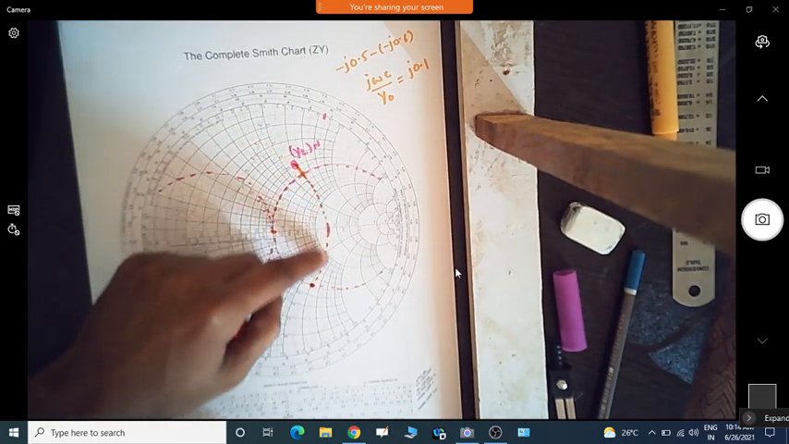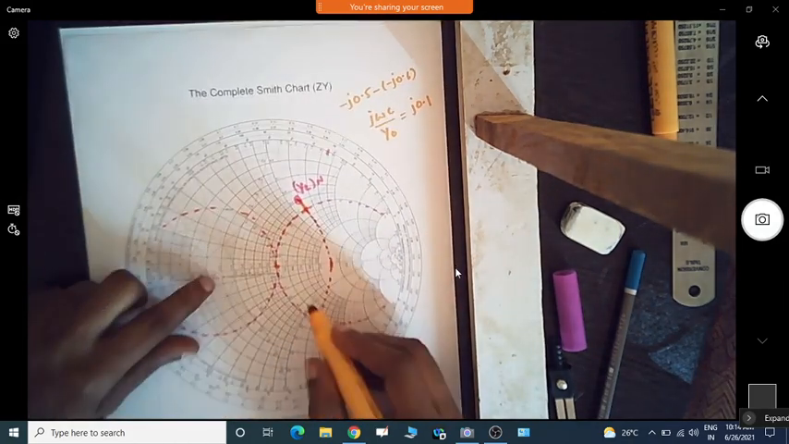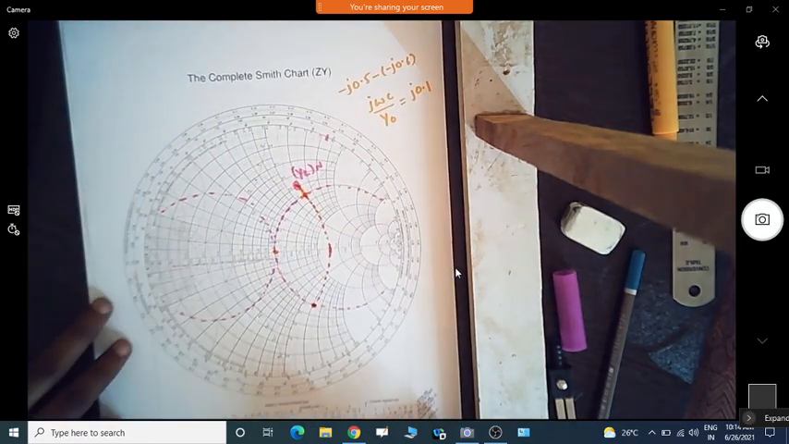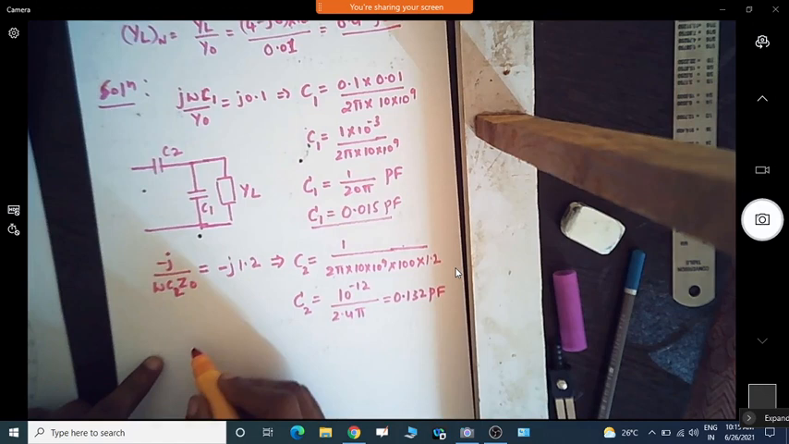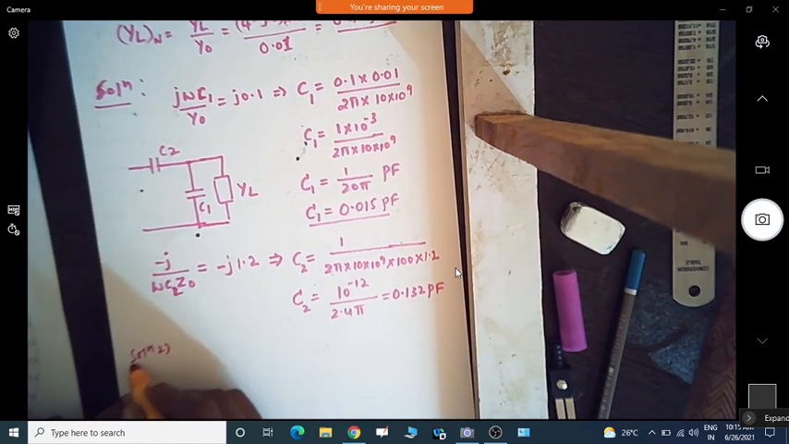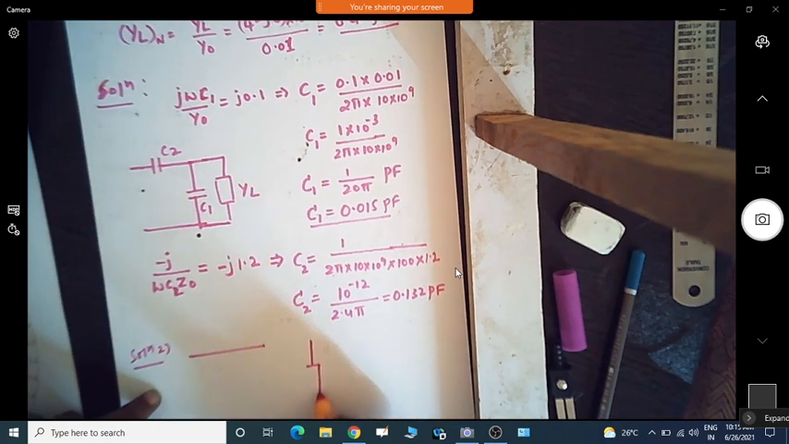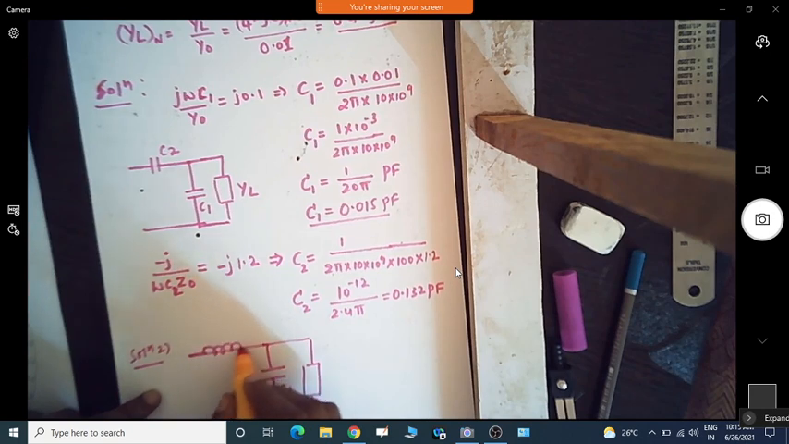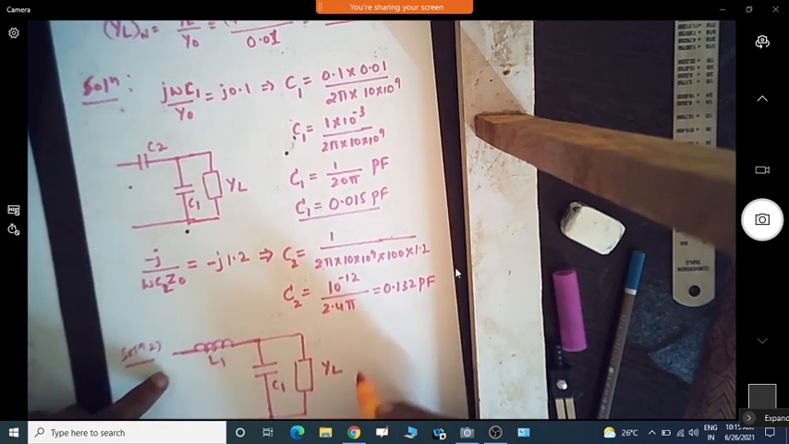Since we are moving on the conductance circle downwards, it is a shunt capacitor. Okay. Now this one from here to here, it is on the resistance circle upwards, it is a series inductor. So that is solution 2. I will write it as, this is the solution 2, that is, we have the load and we have the shunt capacitor. Let us take this as C1, and then series inductor L1. So this is the solution we are going to get, but we have to find out what C1 and L1 are.